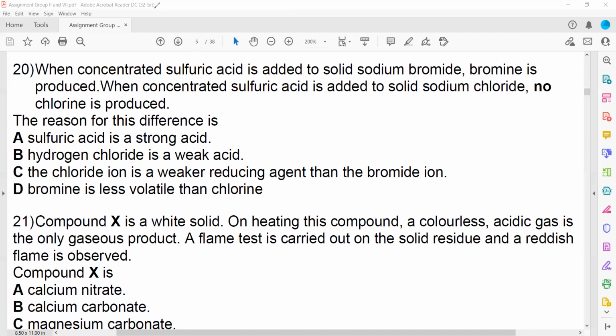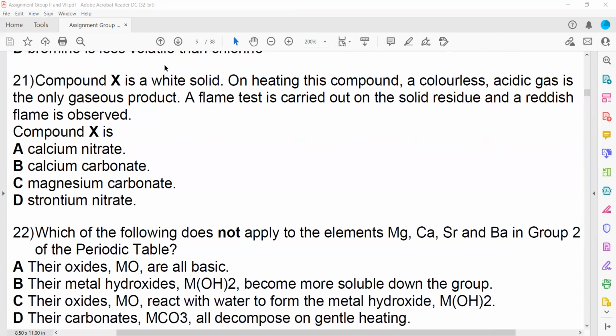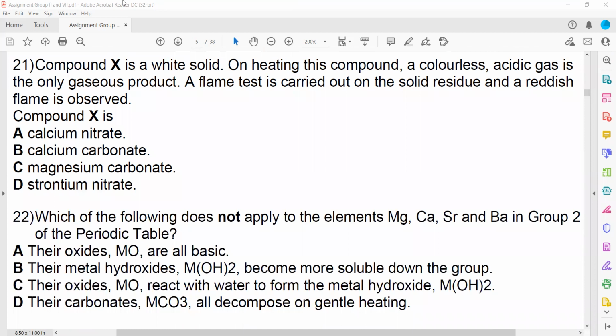21. The compound X is a white solid. On heating, a colorless acidic gas is given off, and a flame test was carried out. The reddish flame is there. So if it is a reddish flame, this gives an idea it might be calcium, because calcium is brick red, or strontium. Might be calcium, might be strontium.